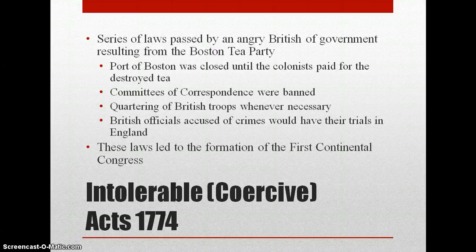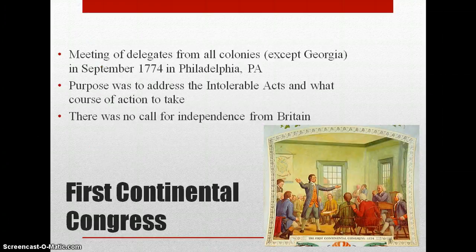The Intolerable or Coercive Acts will be passed after the Boston Tea Party, and the port of Boston will be closed as a result. The committees of correspondence are banned. Quartering of British troops is supposed to be allowed wherever necessary and whenever necessary. British officials that are accused of crimes would have their trials in England instead of in the colonies. And these laws are going to lead to the formation of the First Continental Congress.